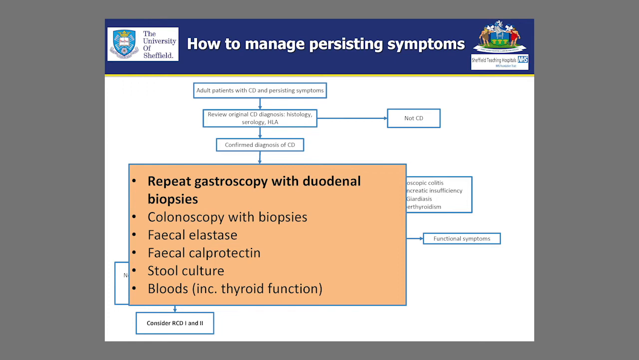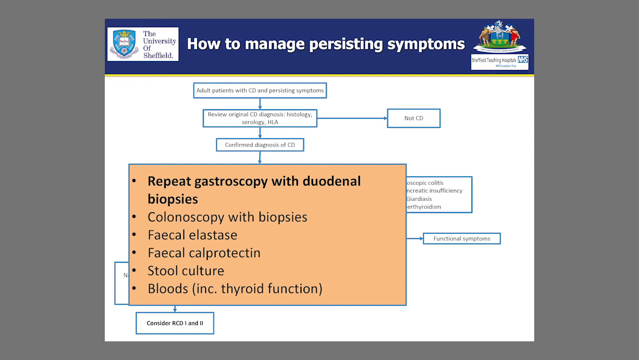And also at this stage, we think of other diagnoses outside celiac disease. So if they've got ongoing diarrhea, for example, we might think, have they got microscopic colitis? So we'll organize a colonoscopy. Or have they got malabsorption? Have they got pancreatic exocrine insufficiency? Should we do a fecal elastase test? So there are a number of tests that we do at this stage.